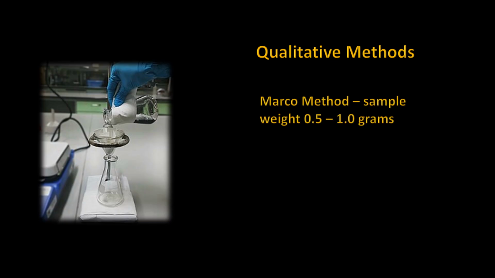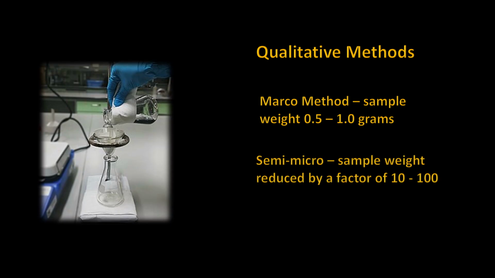There are two qualitative methods, a macro method and a semi-micro method. The macro method requires a sample weight of 0.5 to 1.0 grams. The semi-micro sample weight can be reduced by a factor of 10 to 100. The result is that the scale of operation can be reduced, while the concentration of analyte remains the same. It is for this reason all discussions will be based on the semi-micro method.